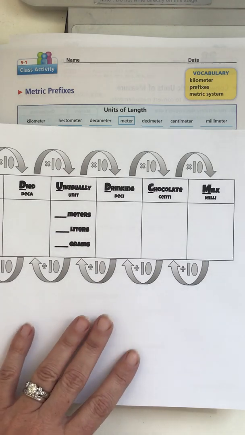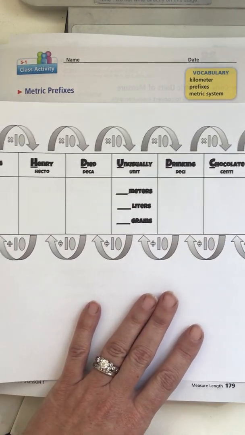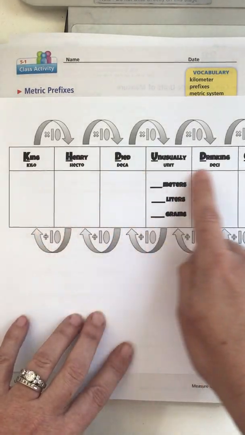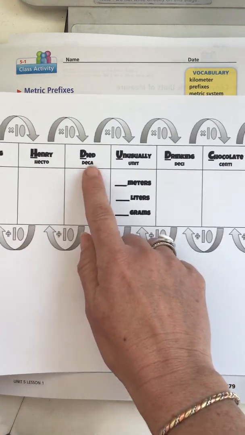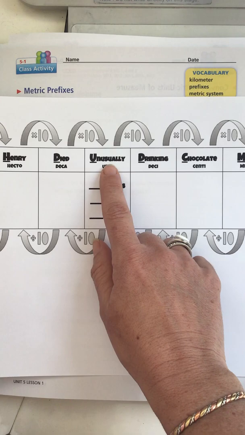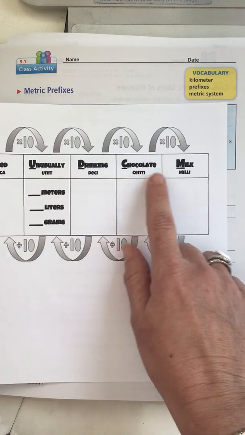So we have this little saying that will help us remember the prefixes. King Henry died unusually drinking chocolate milk.